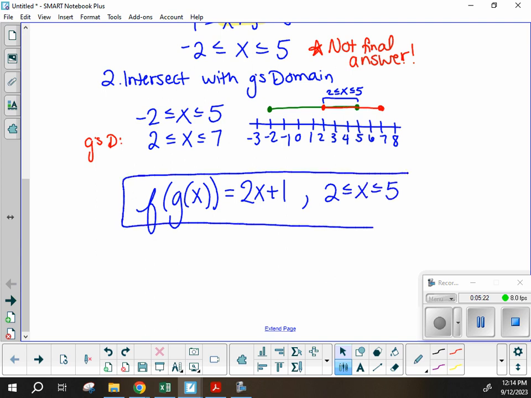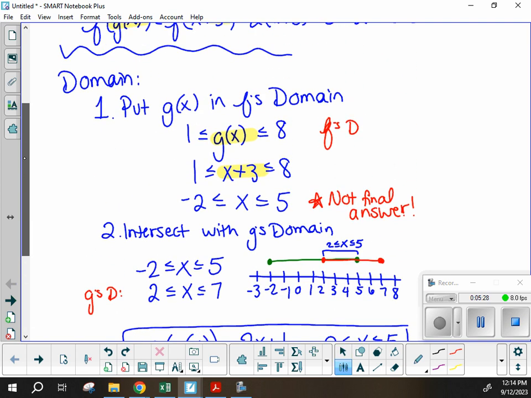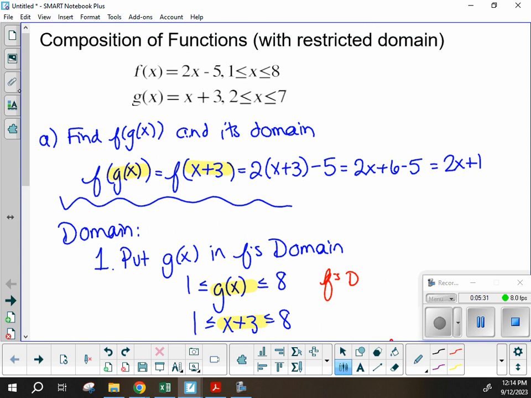Let me point out two common mistakes, two things that we're not going to do. We did not just take the intersection of these domains right away. That's not how we approach this, okay? Because when we put x into g, it changes the numbers around a little bit, so we have to consider that in this process.